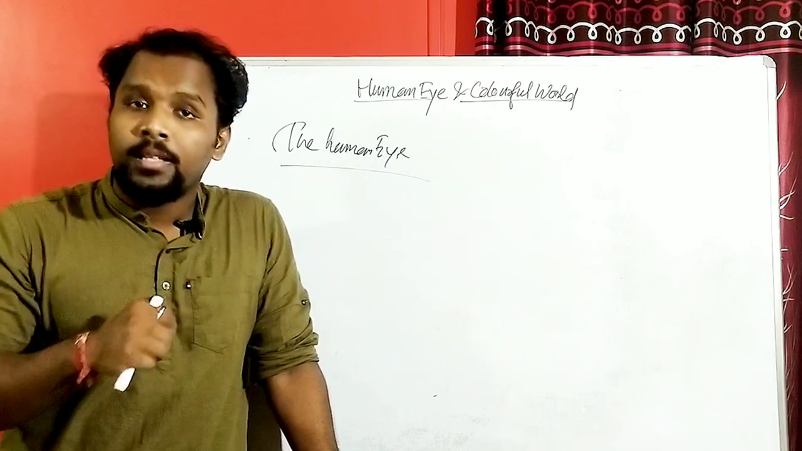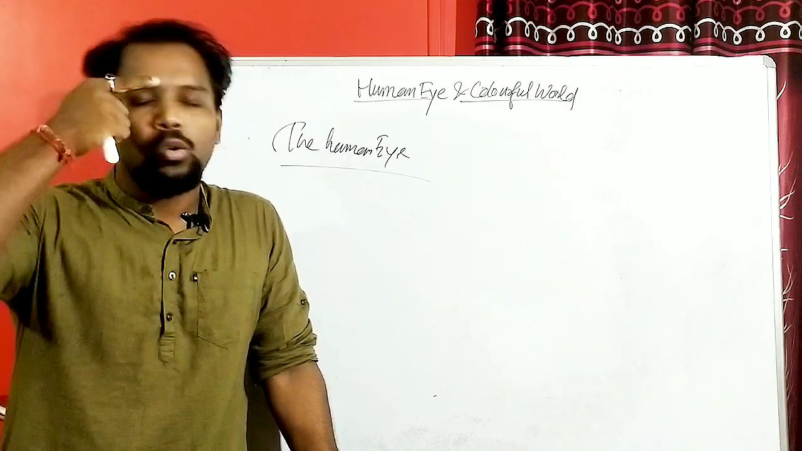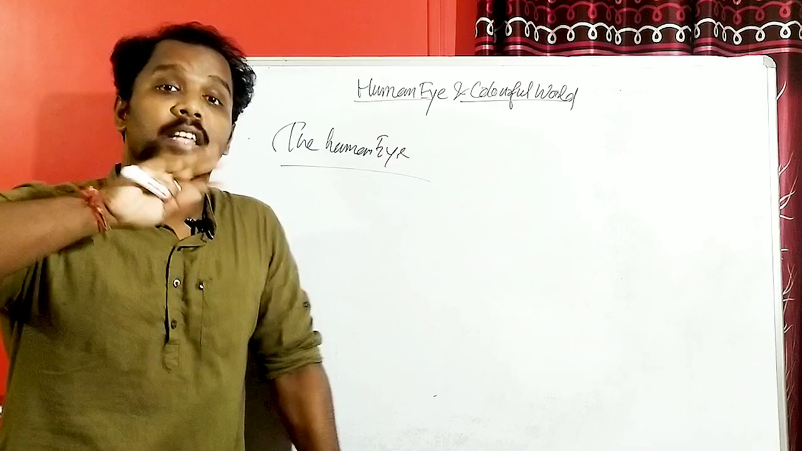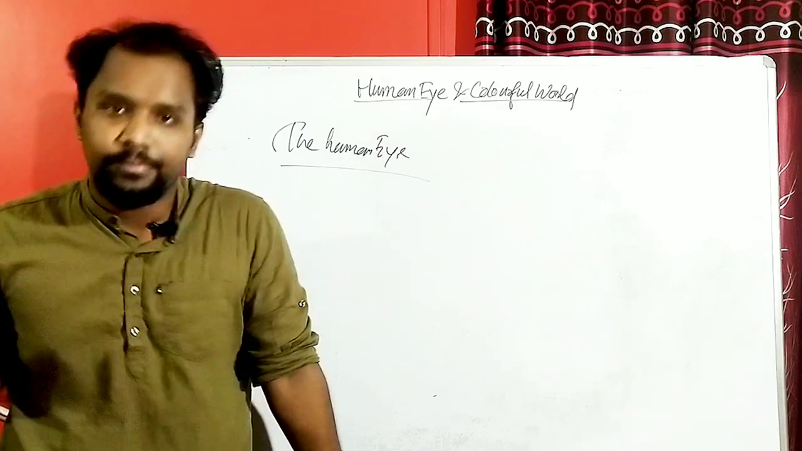Why is the focal length needed? See, to form images, focal lengths are always necessary. I told you that our eye has a lens and that lens is nothing but a convex lens. In the case of a convex lens, what happens? The image forms at the focal length.